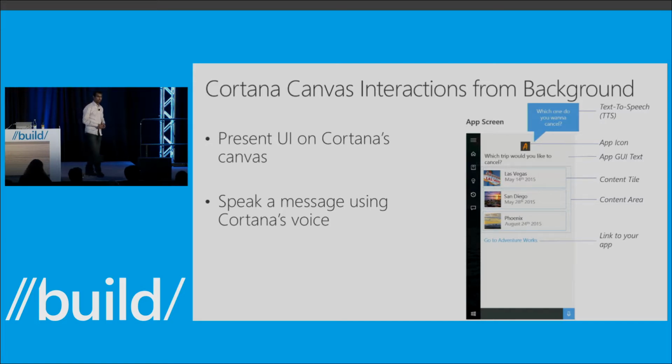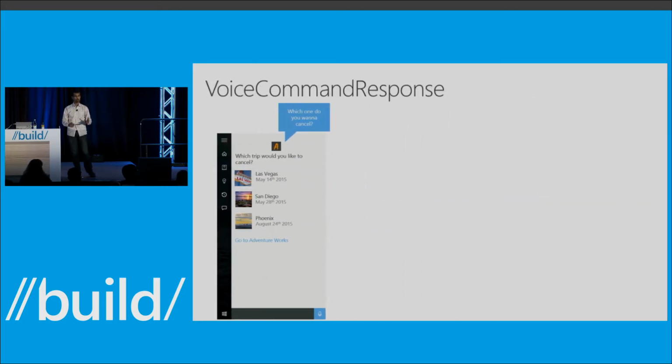Now, the voice command content area is what hosts the content tiles. Content tiles is whatever your data is associated with the voice command. So in this case, with the AdventureWorks application, a content tile represents a trip. We'll see the destination and the image of the destination and the date associated with the trip. So how do you control what's on the canvas?